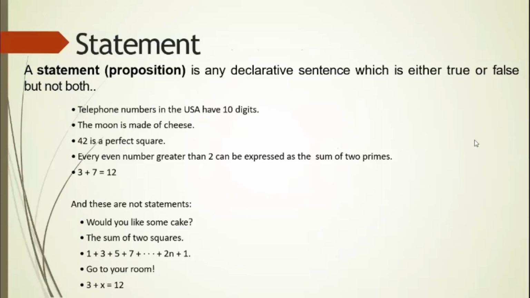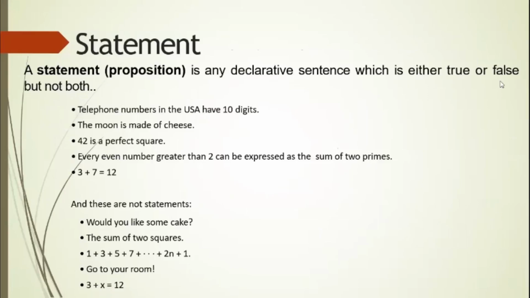Every even number greater than 2 can be expressed as the sum of two primes. So that is still a statement, regardless whether that is true or false. 3 plus 7 is equal to 12. That is a statement, regardless whether that is true or false. But we all know that 3 plus 7 is equal to 10 and not 12. Although we also know that the moon is not made of cheese, but still it is considered as a proposition, a statement. So let us now see the examples below, which are not considered as a proposition or a statement.